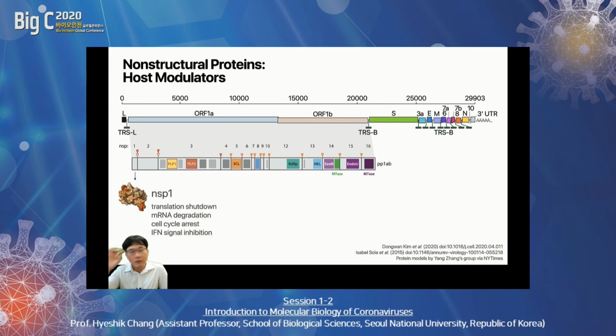Let me now cover those who control the host. One of the best known is NSP1. NSP1 blocks the translation of the host cell. This means that protein is not produced anymore in the host cell if NSP1 blocks the translation. It prevents the host from launching a response to the virus. It also eliminates the mRNA, which is used to produce protein.